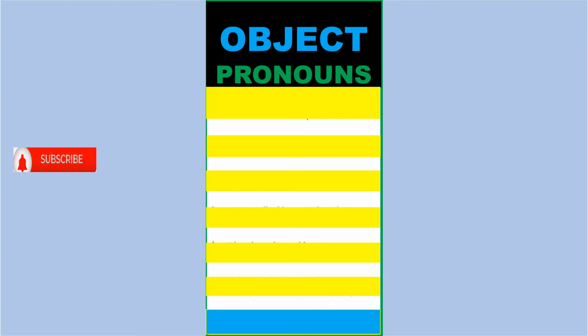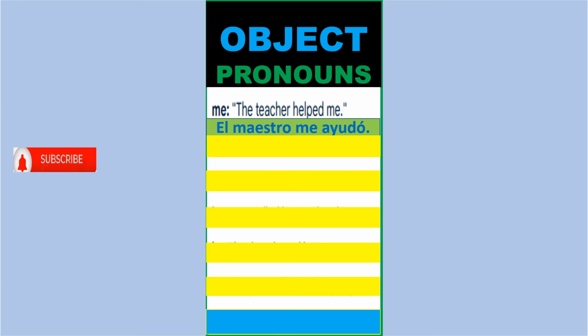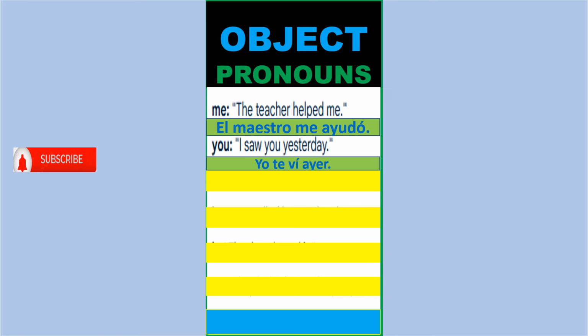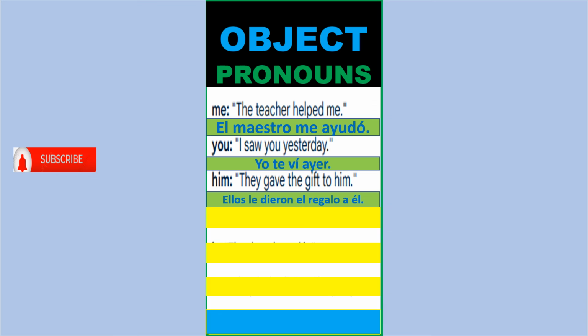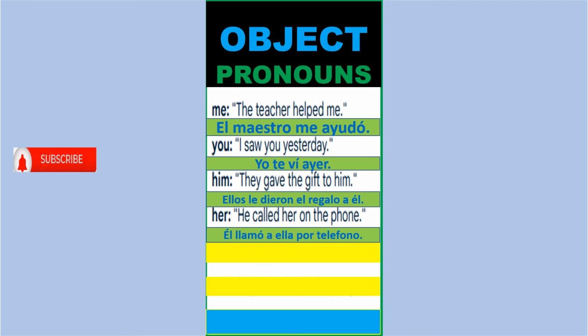Now let's check the examples. Example number one, me. The teacher helped me. Number two, I saw you yesterday. Number three, they gave the gift to him. Number four, he called her on the phone.